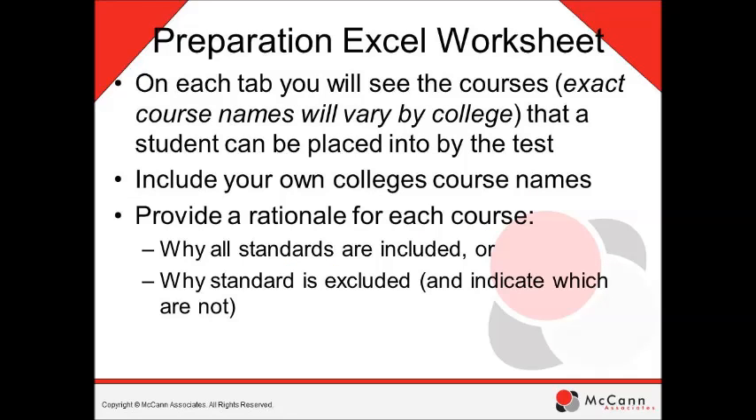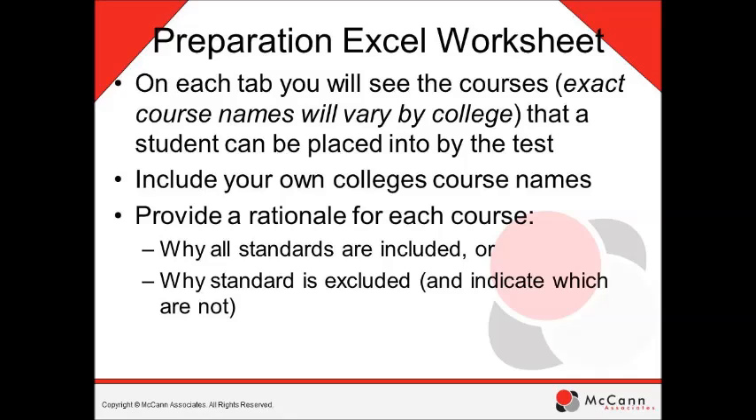At the top of the Excel file, you will see the courses that a student can be placed into by the particular test, and please note that exact course names will vary by college. If it is helpful, you can add in your particular course names from your college as long as you know the general course placements that they map into. For example, you can put Math 456 at the top if you know that that is the pre-algebra class for your college. Work through each of the Excel sheets for each test prior to the Content Validity Webinar.